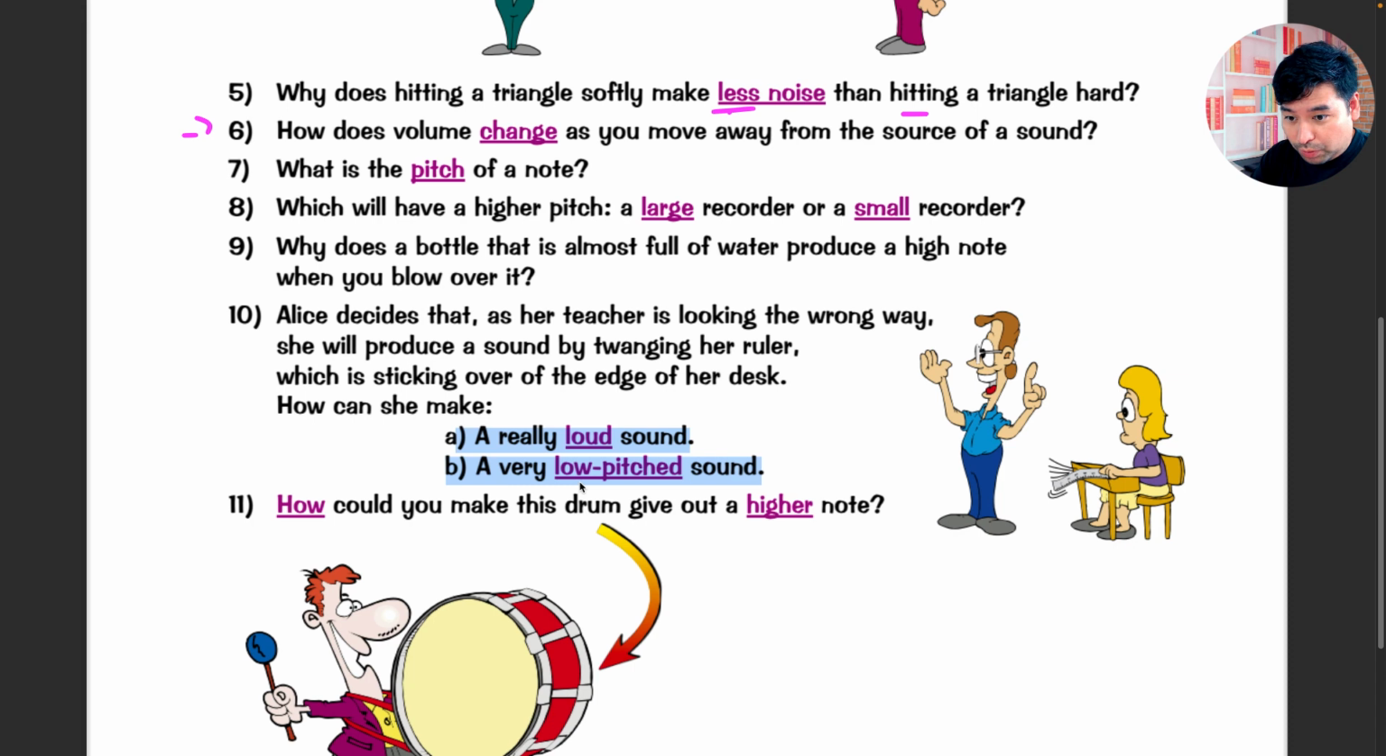So how does it work? Do you understand? I mean, do you even understand the question? So again, I'm gonna read that again for you. Alice decides that as her teacher is looking the wrong way, she will produce a sound by twanging her ruler, which is sticking over of the edge of her desk. So how can she make a really loud sound and a very low pitched sound?